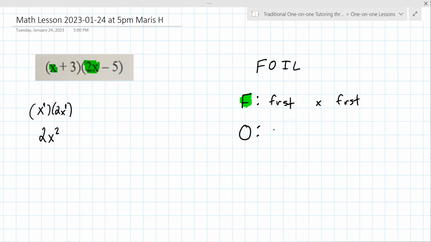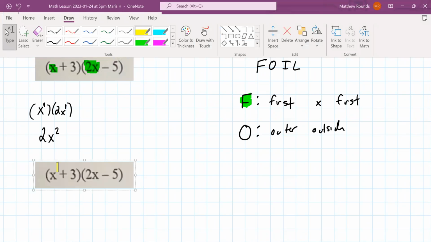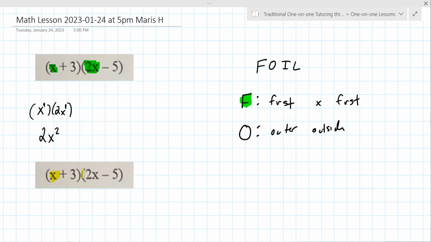So the O stands for the outer or the outside. Okay, so I'm going to just reframe this. That's not what I wanted. So the outside are literally the ones that, if I asked you outside, that's the leftmost one and then the rightmost one. Those are on the outside or the outer.